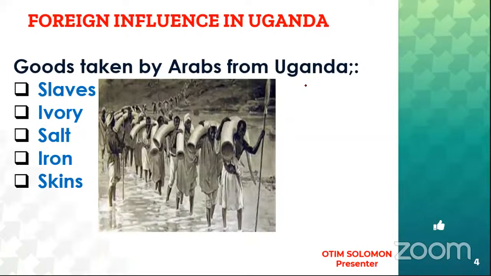So that is the ivory being carried. When I look at this picture, I begin to wonder the type of elephants that we had. Look at the giant ivory that was carried. As big as a human being, the height of a human being. That means we had very powerful elephants that existed during the time of the foreign influence in Uganda.